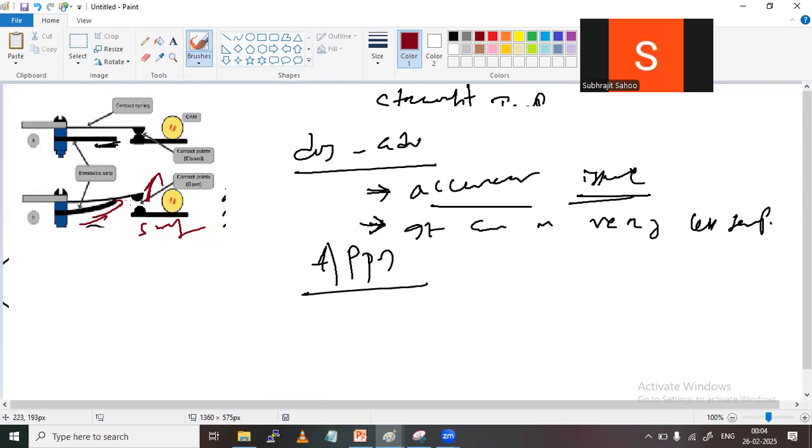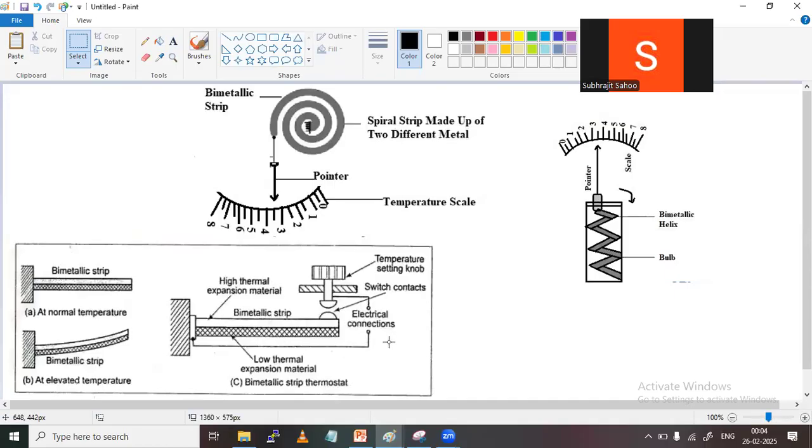and after some time it becomes normal again. Once again it is going to touch here, so the current supply will start again and heating will start again. This process happens repeatedly when you are using the iron. This is one practical application. Observe here carefully. Here also the same diagram, just like an electrical switch.